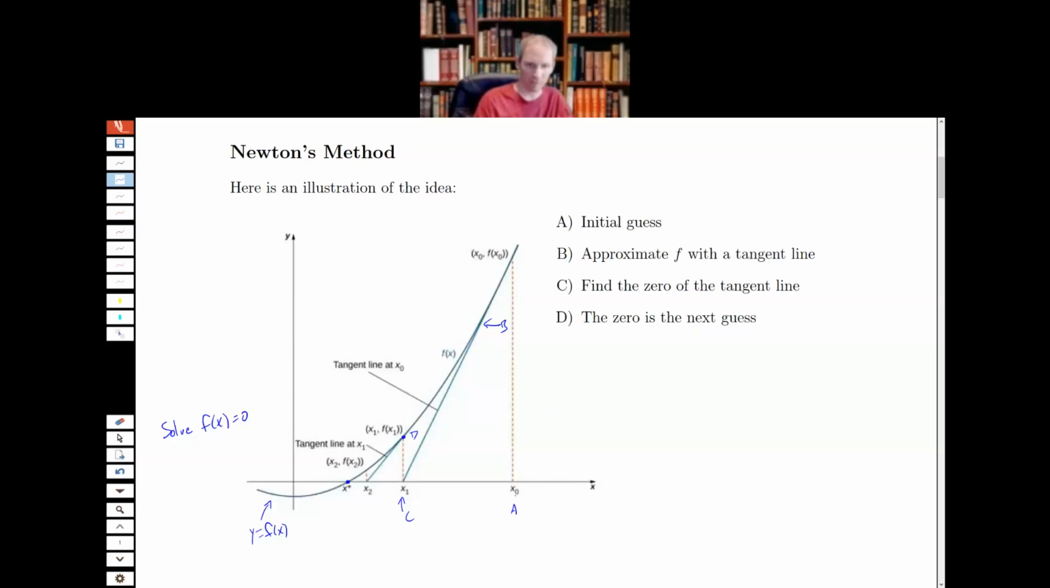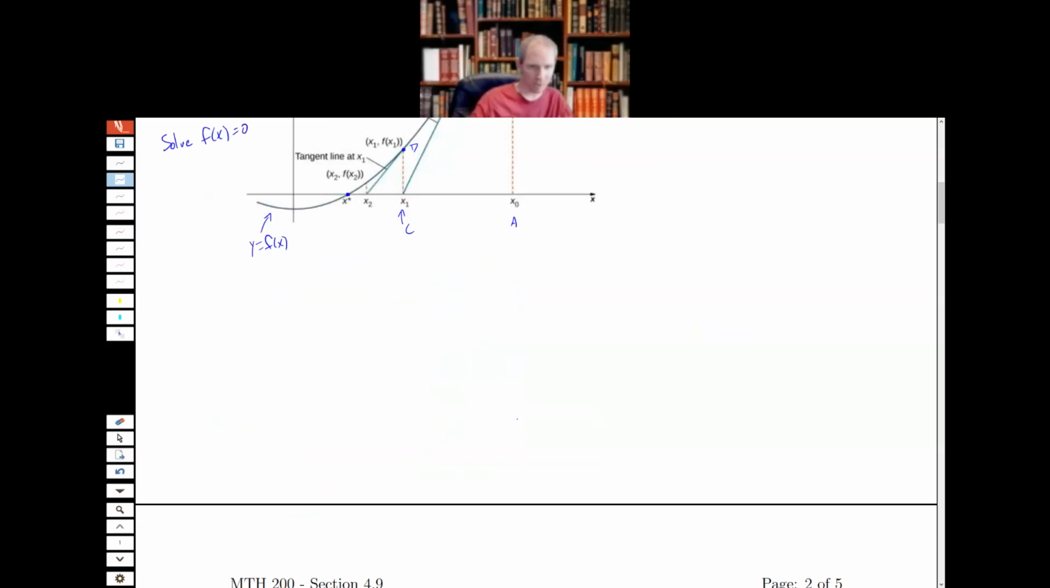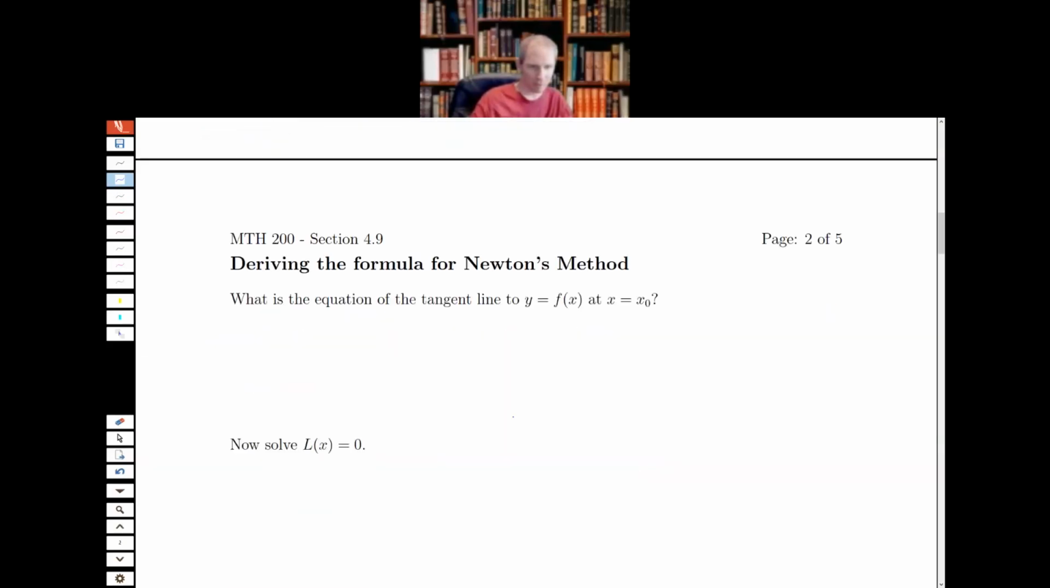I start with a guess, then I plug in to be able to find the equation of the tangent line, and then I figure out where the tangent line hits 0, and that's my next guess. So that was multi-step. What we want to do is see if we can boil this down to just being a one-step process. If I have a guess, can I compute the next guess in one formula? Okay, so that's what we're going to do. Let's see if we can figure that out.